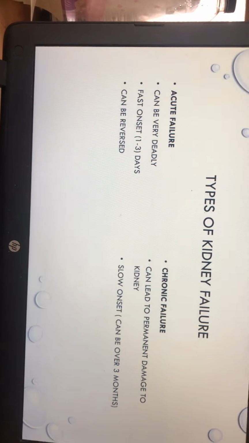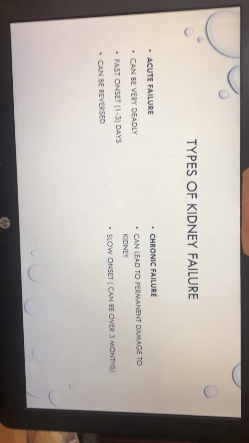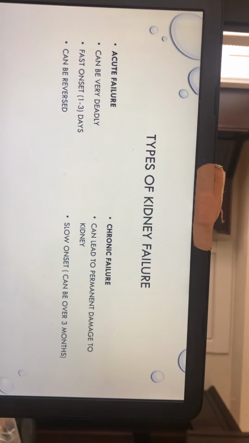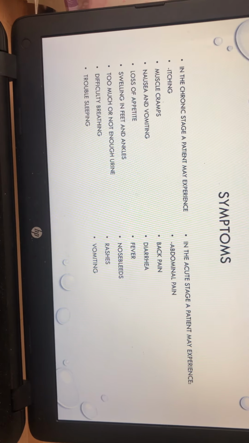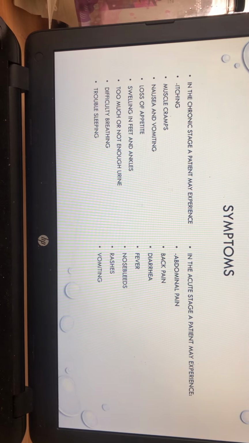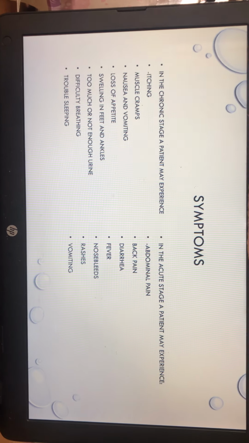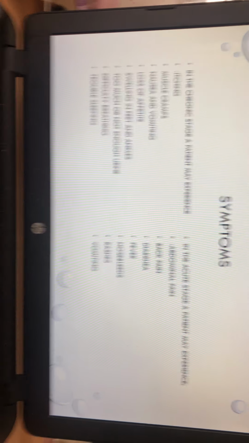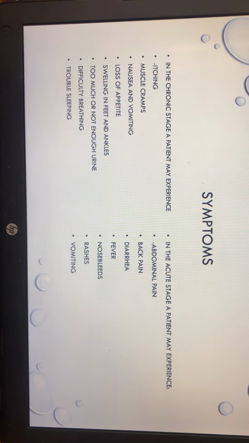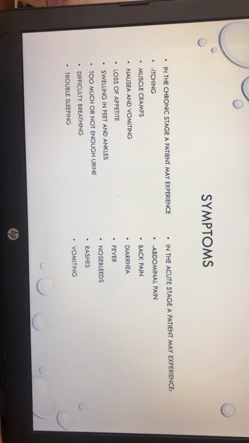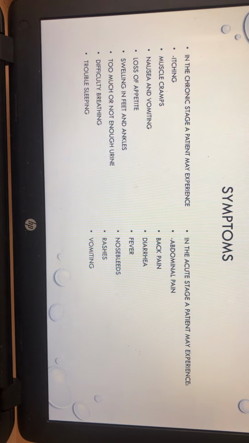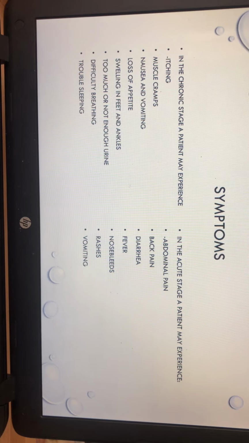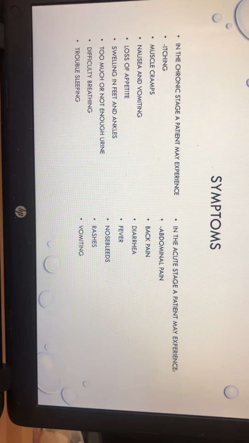As a medical assistant, it's our job to watch the symptoms of both types because the symptoms are a lot different. So here are the symptoms of chronic kidney failure and acute kidney failure. As you can see, there aren't any symptoms that appear in both, as the acute stage has abdominal pain, back pain, and your patient can experience nosebleeds and rashes. All of this, remember, happening in 1 to 3 days.